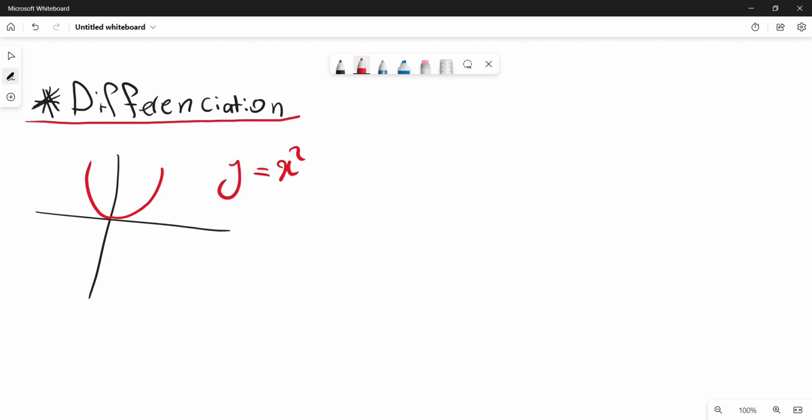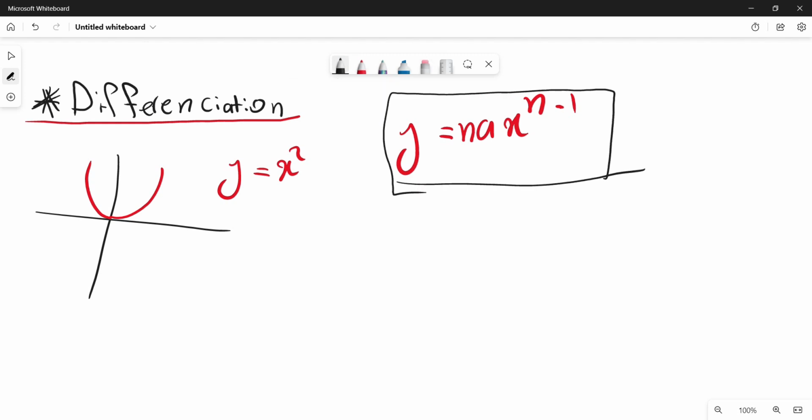There is a very nice formula for this. It says that if we have y is equal to ax to the power n, then the power of the x must be n minus 1, and this n must be multiplied by a, the number in front of the x. If you know this formula, you're done with the basics of differentiation.